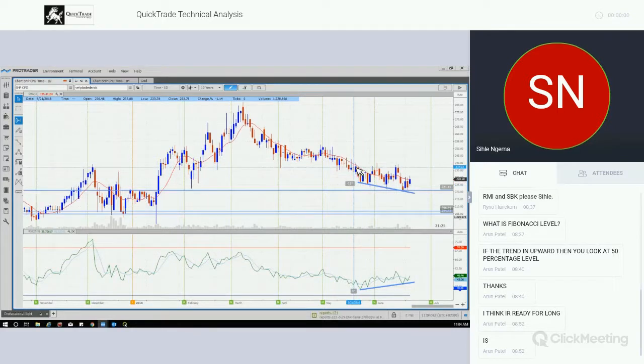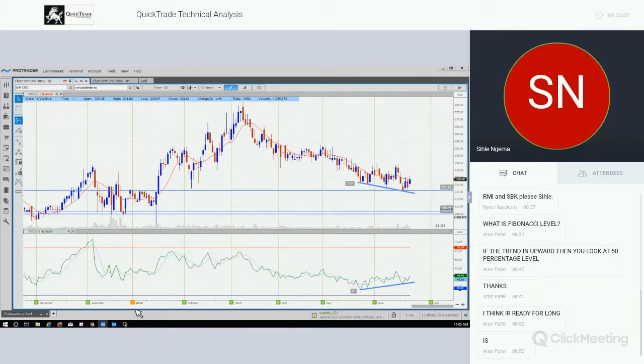237 first. 237 is very important. If we take out 237, then maybe we can expect the price to go to 245, 250 levels, and perhaps higher. So that was Shoprite.